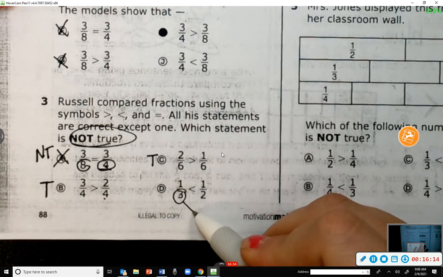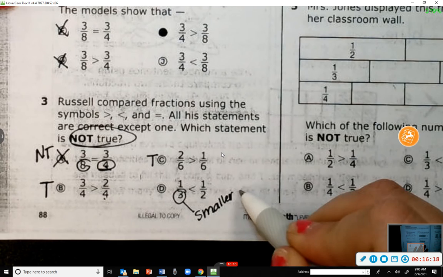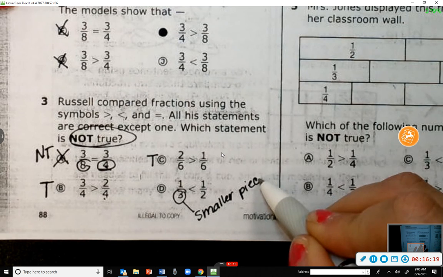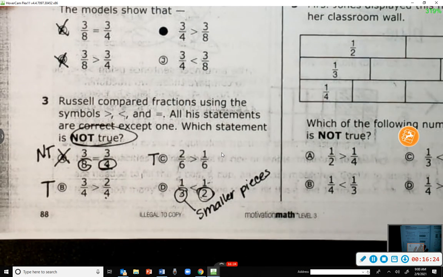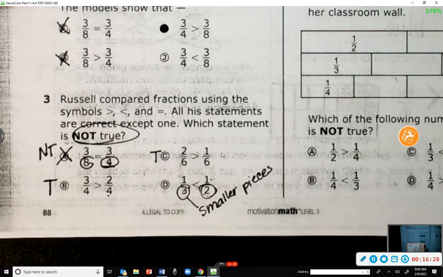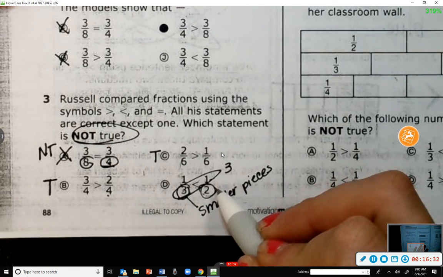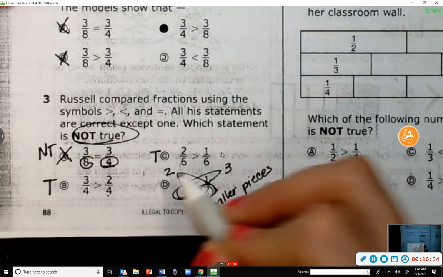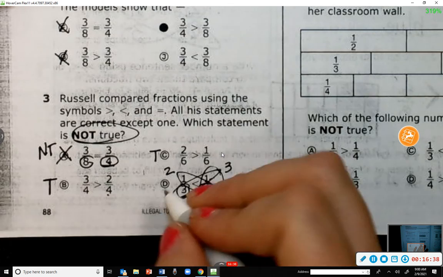Bigger denominator, smaller pieces. When the numerators are the same, you can look at the denominators. Bigger denominator means smaller pieces. You could also cross multiply. 3 times 1 is 3. 2 times 1 is 2. So this one's greater. So this is true.